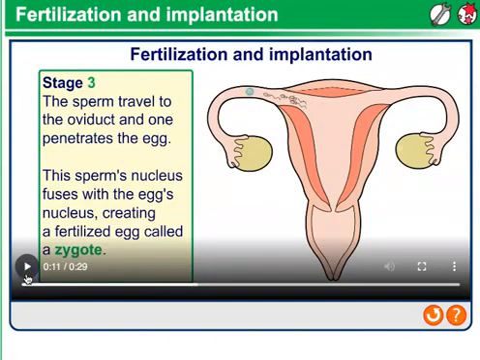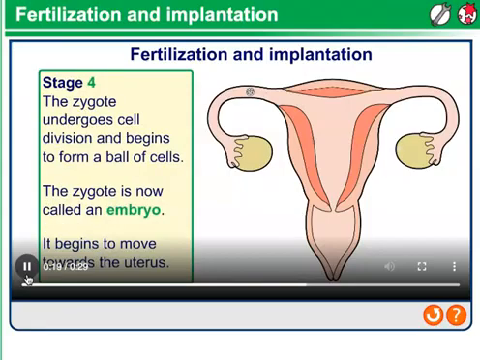In stage 3, the sperm travel to the oviduct and one penetrates the egg. This sperm's nucleus fuses with the egg's nucleus, creating a fertilized egg cell. This is called a zygote. In stage 4, the zygote undergoes cell division and begins to form a ball of cells. The zygote is now called an embryo, and it begins to move towards the uterus.